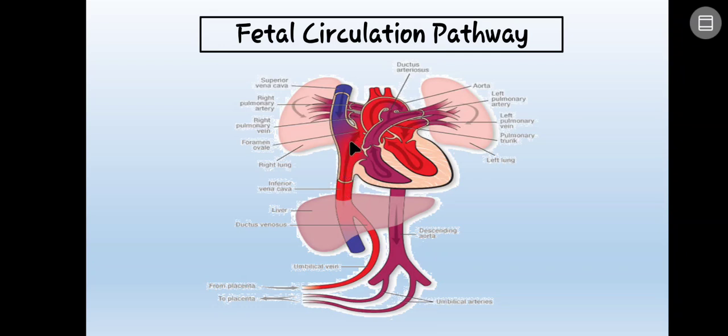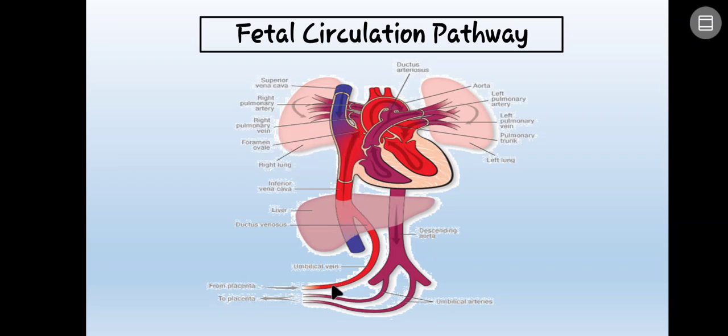From the right atrium, there is a bypass for the blood not to go through the right ventricle, but to move straight from the right atrium into the left atrium. Okay, there is a bypass over there, and that bypass is called the foramen ovale.